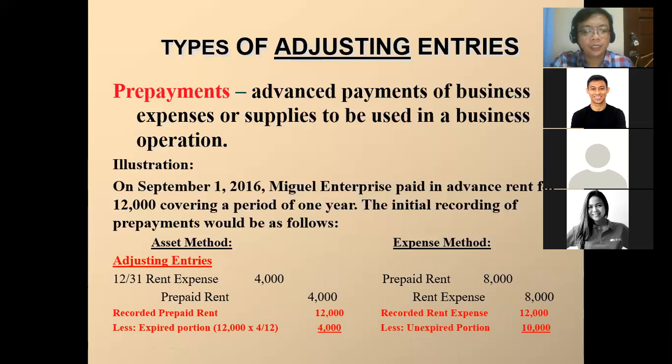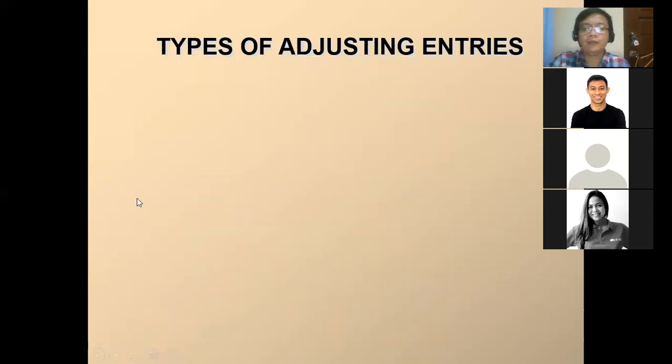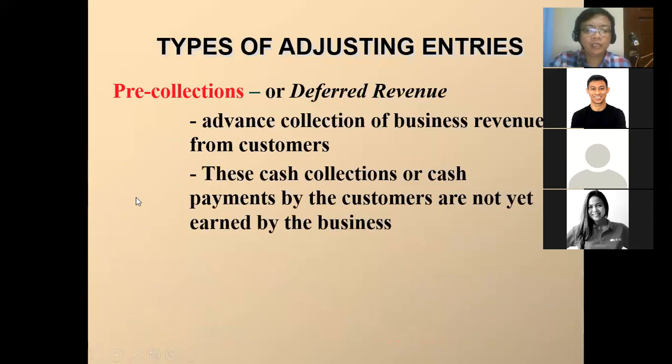Same lang kanina. Alright, so 4,000. As you notice, if you do asset method and expense method, you have the same. Pero wag na, don't focus on the expense method, baka malito lang kayo. Next is all about pre-collection or deferred.